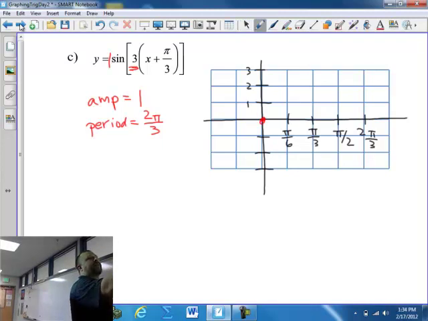And then we're going up 1. Yep. Then back to 0, down 1, back to 0 again. Yes? Yes. And this is the modified parent, right? Yes. Okay, so that's not our answer. Basically, that's our amplitude and our period only.